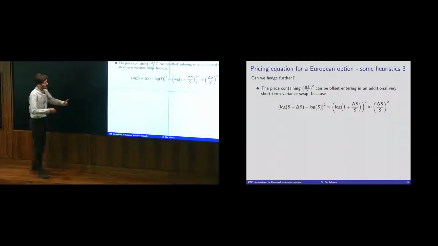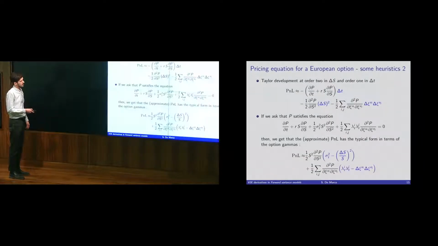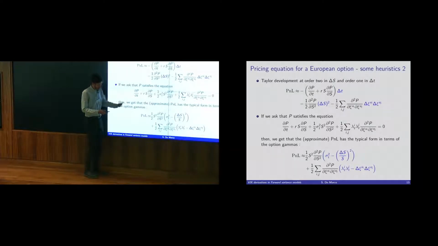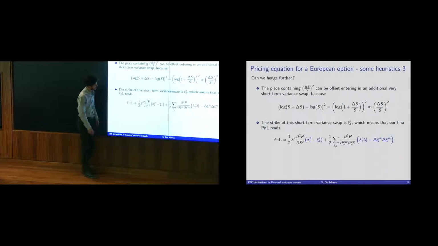This is the realized variance of S on a very short time period. You can offset it with a variance swap. And so this means what? That I add this additional hedge instrument in my portfolio. Well, I will eliminate this, and I will have, finally, the final form of my PNL.